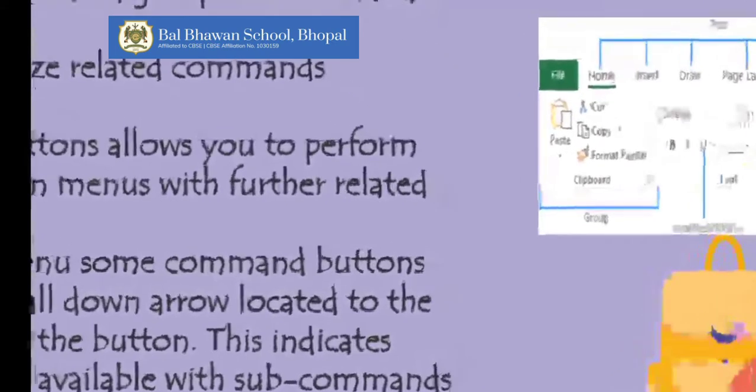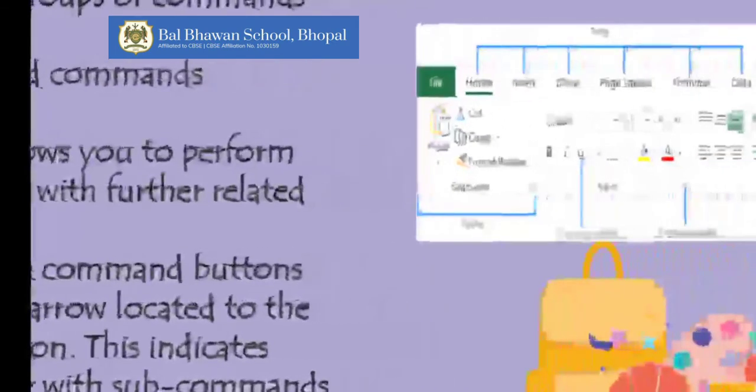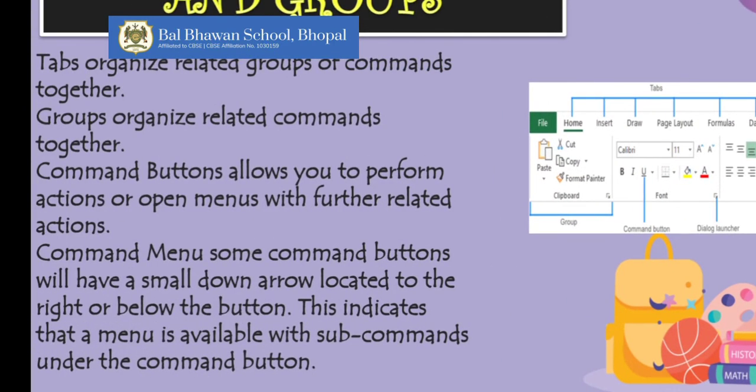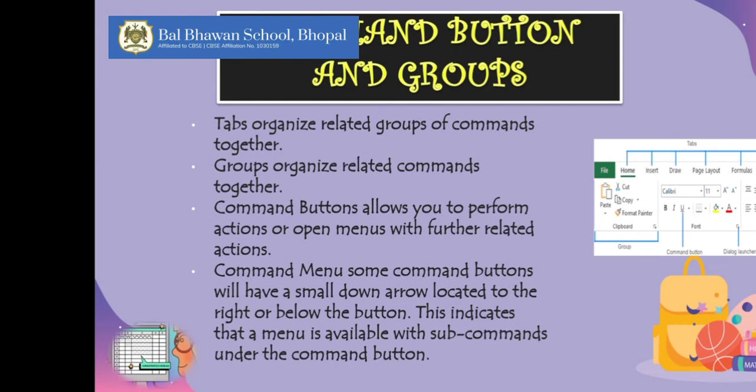So if you notice here, your font group has font style, font size, then bold, italics and underline, all such options. Your font style has a small drop-down arrow, that means it has sub-commands under it. Same way, all borders also has a small drop-down arrow, which means it has sub-commands under it. So font is a group and all these are commands in the font group.